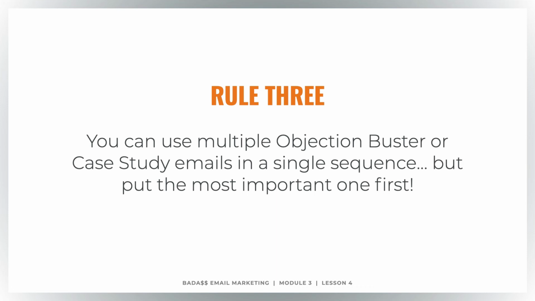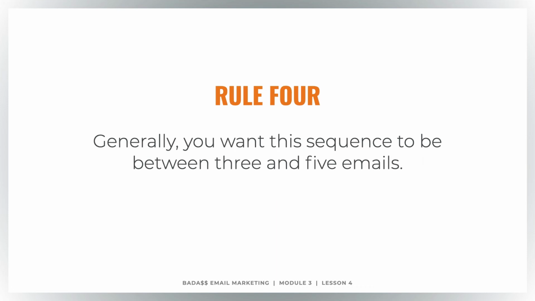You could do that. But you want to alternate is the concept. You don't want to have 2 of the same kind of email in a row. Now, that's kind of how you order it. Now, rule number 4, generally you're going to want this sequence to be between 3 and 5 emails long.